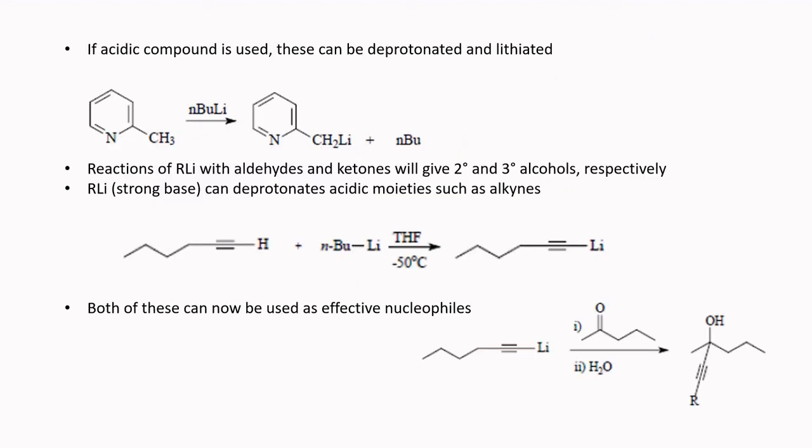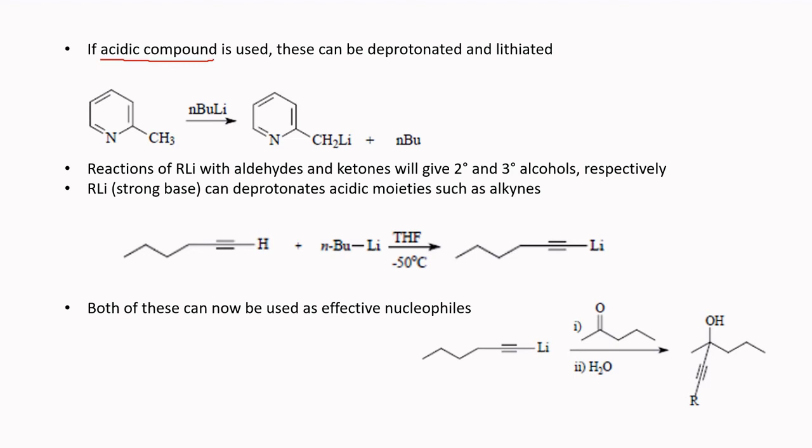So if an acidic compound is used, it can be deprotonated and lithiated. If you look at the example here, this is pyridine. This pyridine is an acidic compound because it has a nitrogen atom here, which is an electron withdrawing atom. And when it reacts with organolithium, it can give us an organolithium compound, such as this one. And then reaction of this organolithium with aldehydes and ketones will give us secondary and tertiary alcohols respectively.